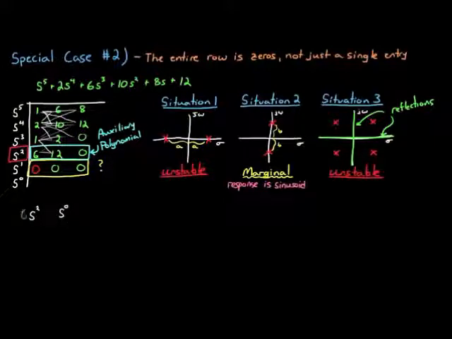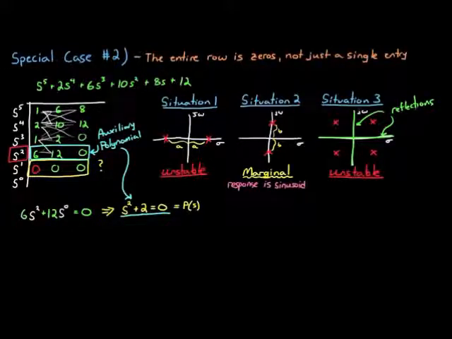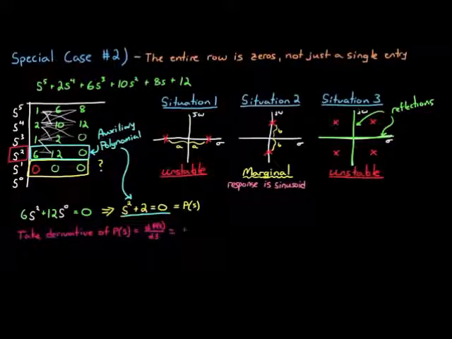For example, the auxiliary polynomial coefficients are 6 and 12, and since the row is the s squared row, you would write the auxiliary polynomial as 6s squared plus 12, or you can simplify it by dividing out 6 to just be s squared plus 2. And for simplicity, I'm going to call this auxiliary polynomial p. Now take the derivative of this polynomial p, and you can replace the row of all zeros with these new coefficients.